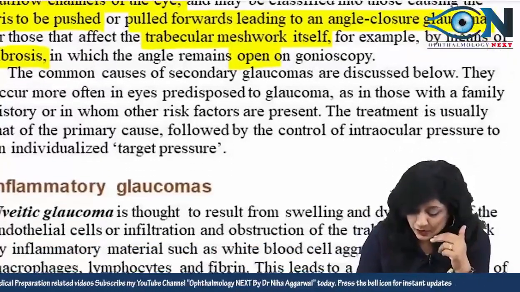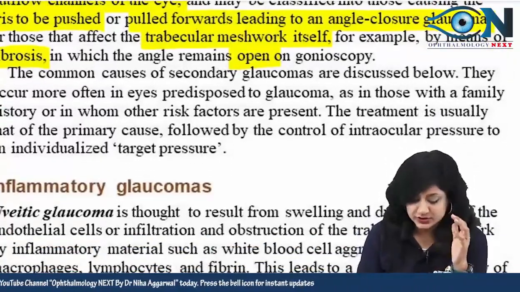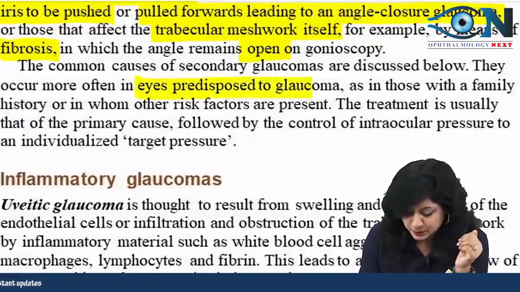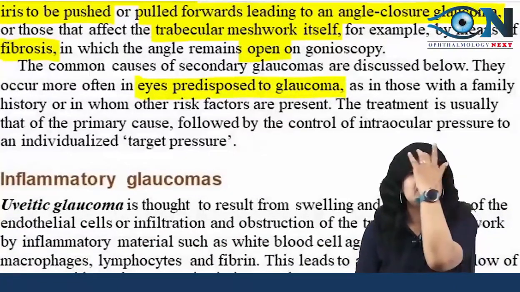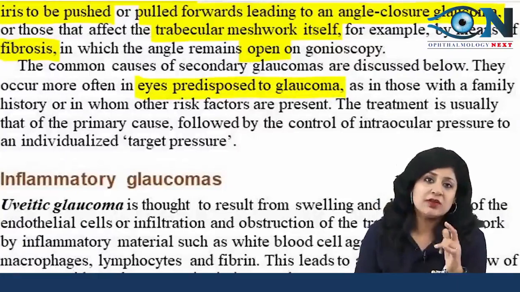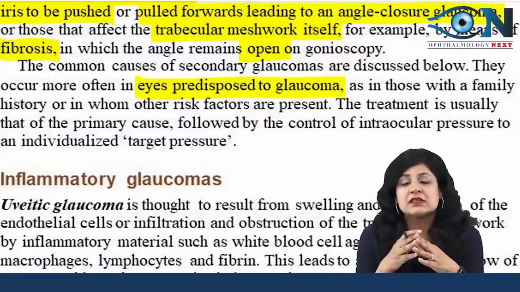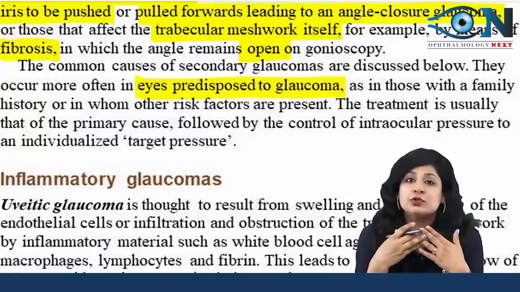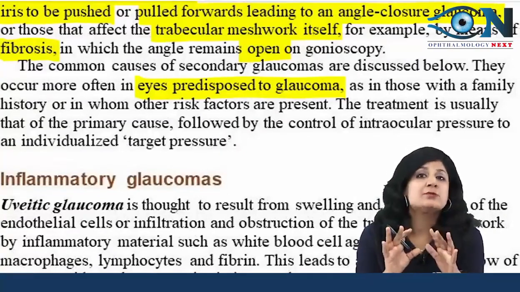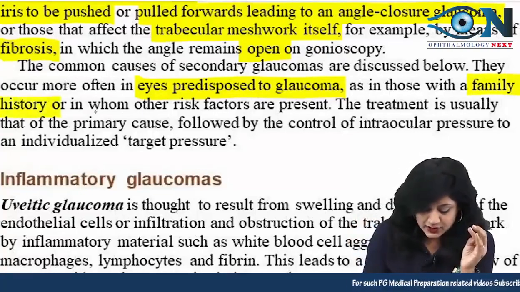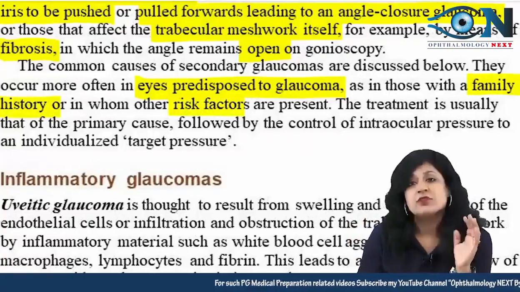Alright. Now, let us see the common causes of the secondary glaucomas. They are more often seen in eyes which are predisposed to glaucoma. Though here we are not having the primary glaucoma, we are having the secondary glaucoma, it has been seen that this occurs more commonly in those eyes which have a predisposition towards glaucoma. We can have a family history or certain risk factors which are present.